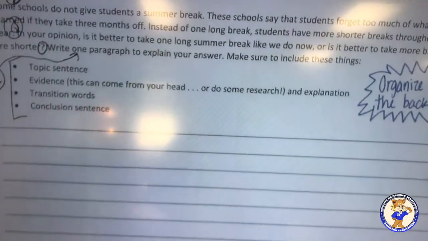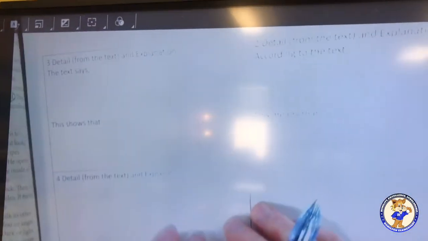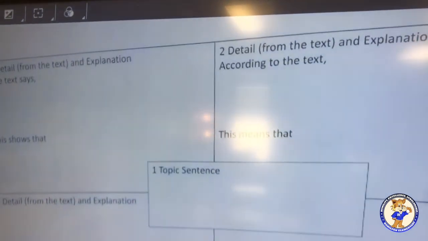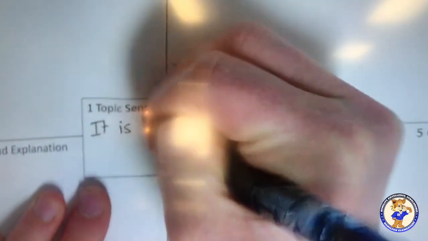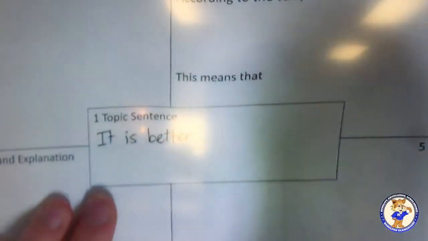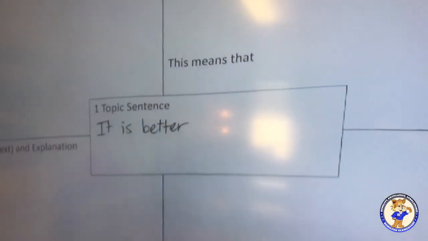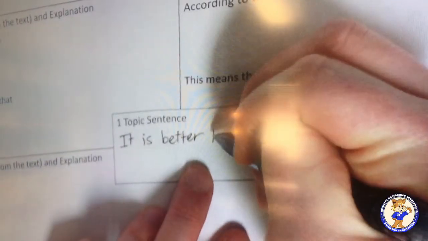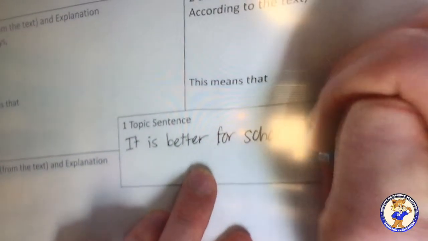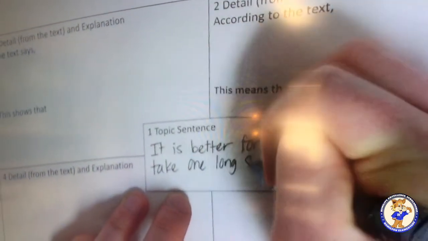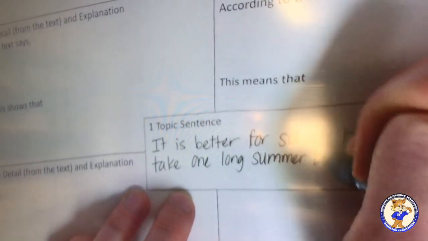So now I'm ready to write my topic sentence. And I've got my organizer back here. And I know that a good topic sentence restates the question. And so I'm going to start off, it is better. Do I think it's better to take one long summer break or many shorter breaks? Well, I'll go with one long summer break. For schools to take one long summer break.